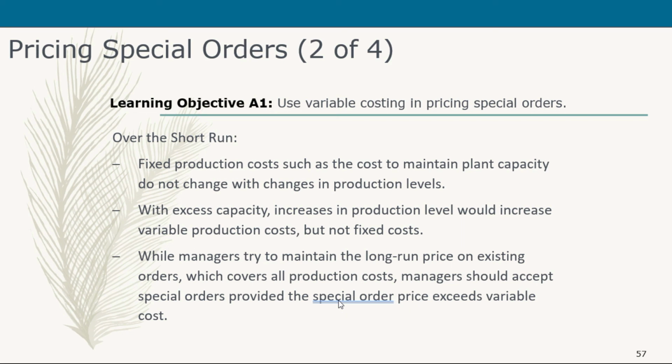And then we have here, while managers try to maintain the long run price on existing orders, which covers all production cost, managers should accept special orders provided, again, that the special order price exceeds variable cost. Otherwise, if the special order price is below the variable cost, you will definitely reject the offer because you are accepting a special project at a loss.